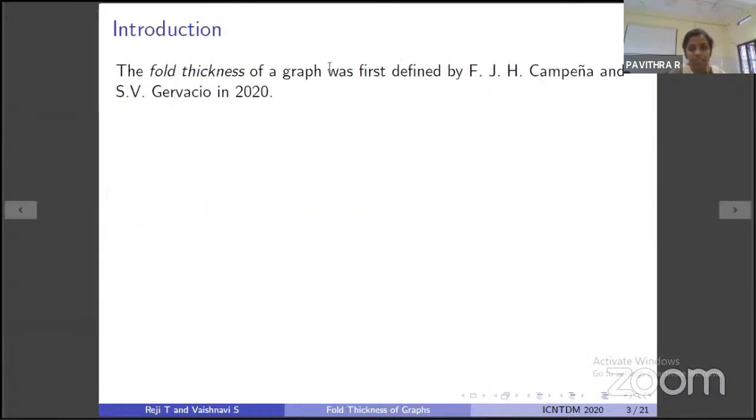The concept of fold thickness was first defined by F.J.H. Campina and S.B. Gervasio in 2020.